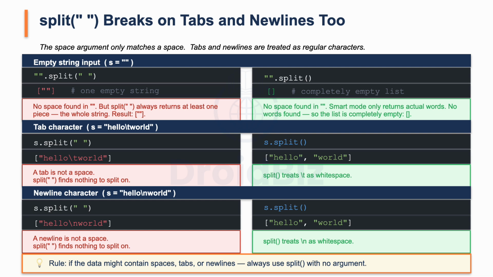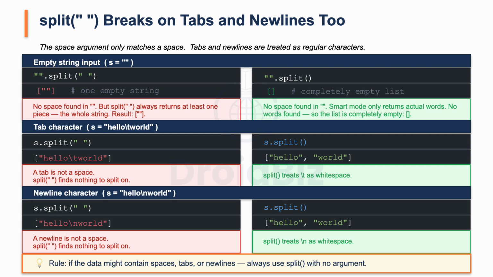First, an empty string. When you call split with a space on an empty string, Python scans it looking for a space. It finds none. But split with an argument always returns at least 1 piece, the whole string, even if it is empty. So the result is a list with 1 empty string inside it. That is not the same as an empty list. When you call split with no argument on the same empty string, smart mode looks for words. It finds none. Smart mode only returns actual words, so the result is a completely empty list. Same input, very different outputs.